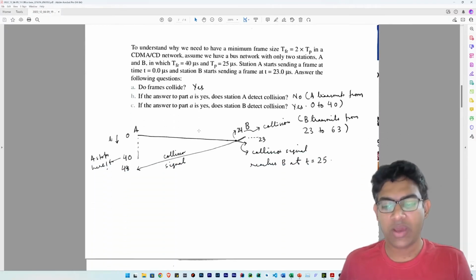To understand why we need to have a minimum frame size, TFR. This is basically the transmission size of a single frame, and that is supposed to be 2 times the propagation delay, single side propagation delay.